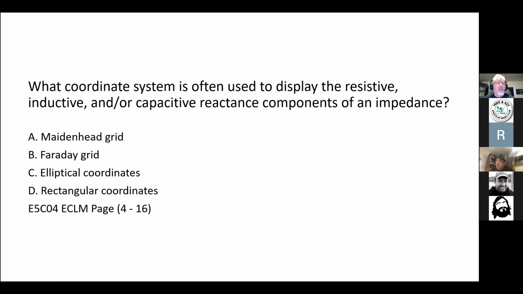What coordinate system is often used to display the resistive, inductive, and/or capacitive reactance components of an impedance? A, Maidenhead grid. B, Faraday grid. C, Cartesian grid. Or D, rectangular coordinates. Delta is correct, rectangular coordinates.